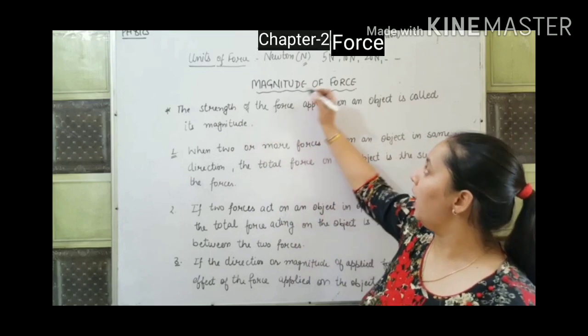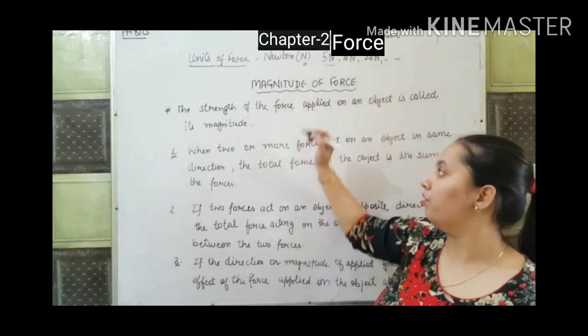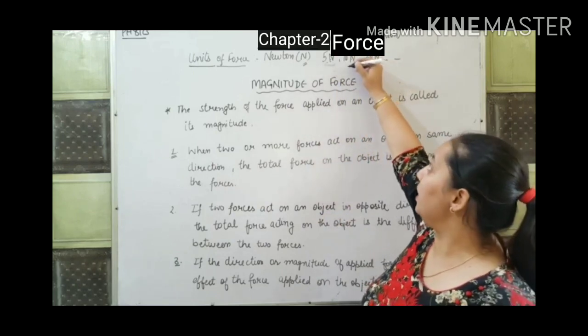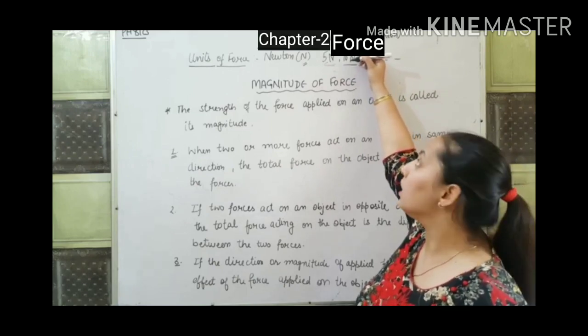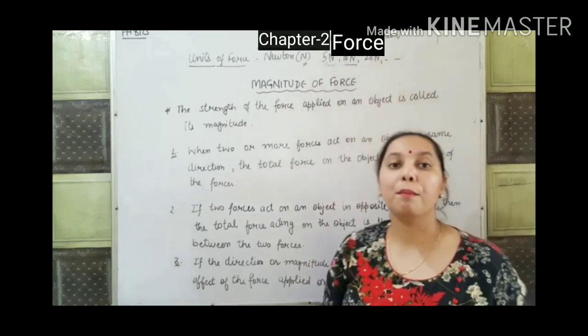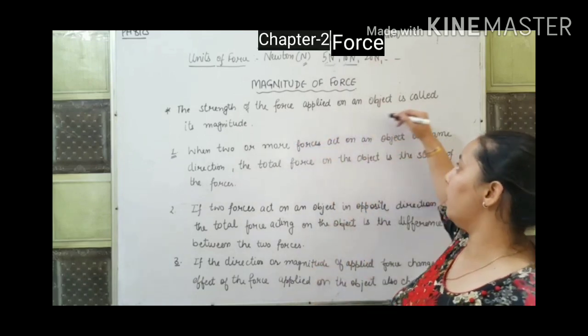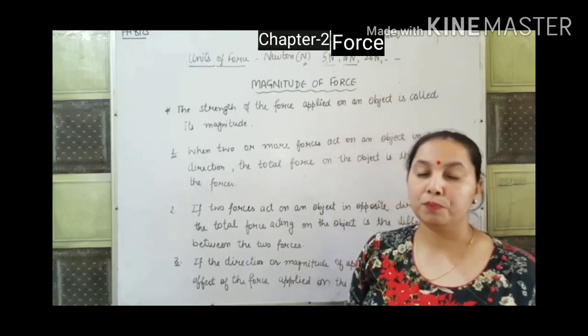For example, I have written here 5 Newton. So what is the magnitude of it? The magnitude of force is 5. I have written 10 Newton. So the magnitude of force is 10. 10 is the magnitude of force. The strength of force we are applying on an object is known as magnitude.